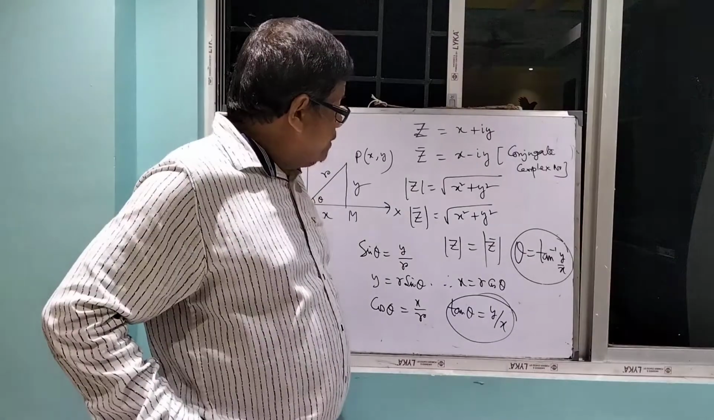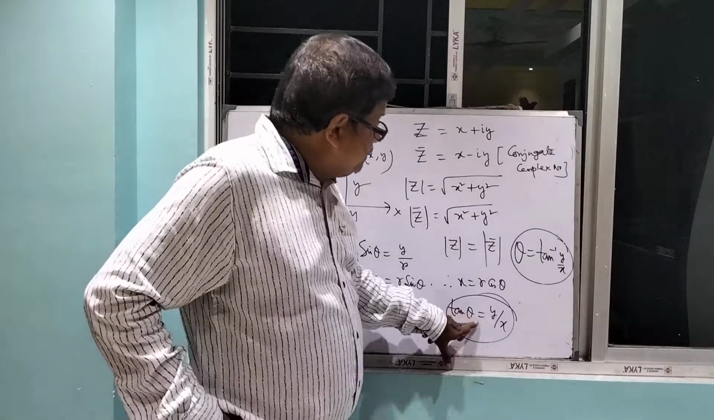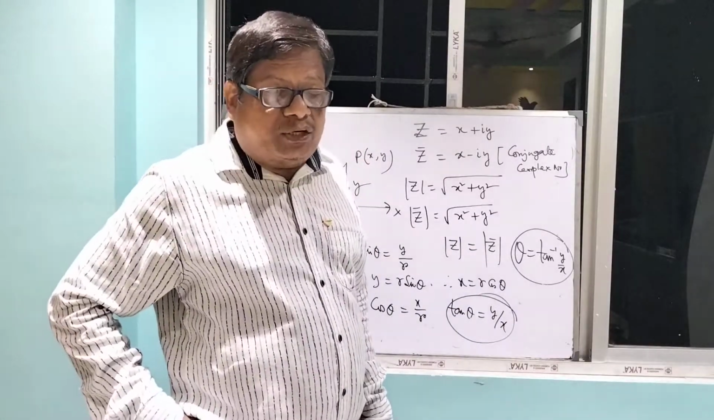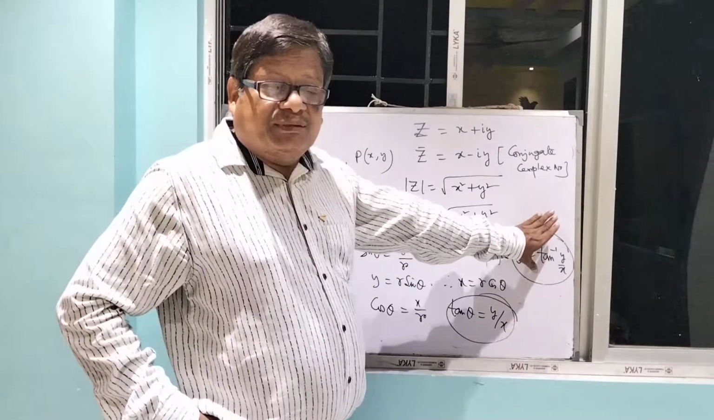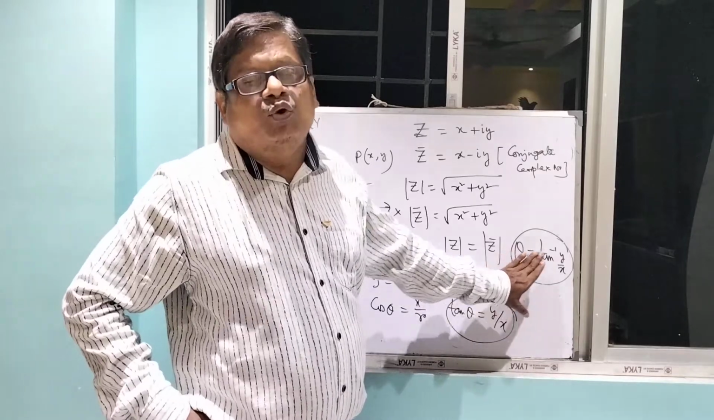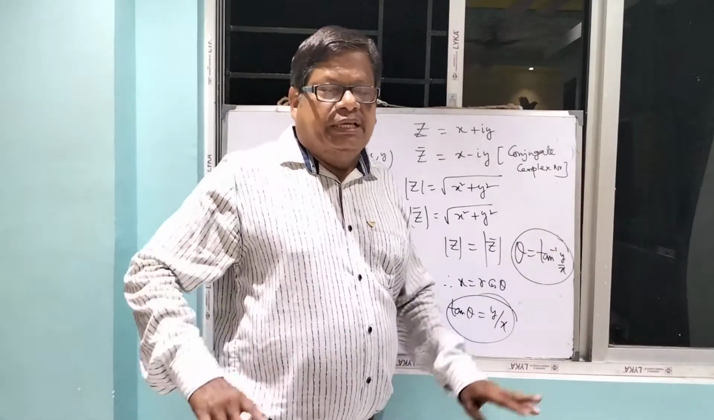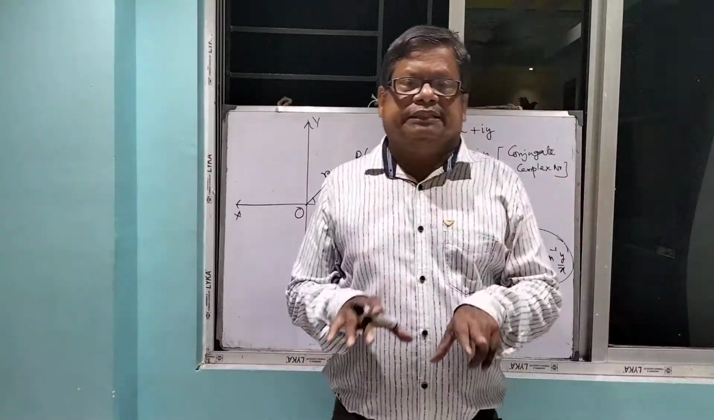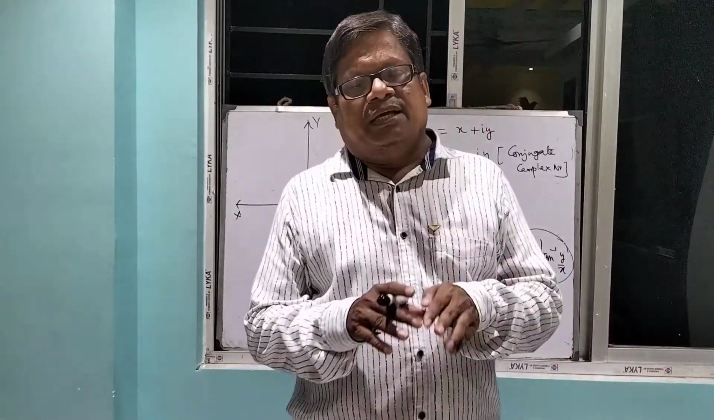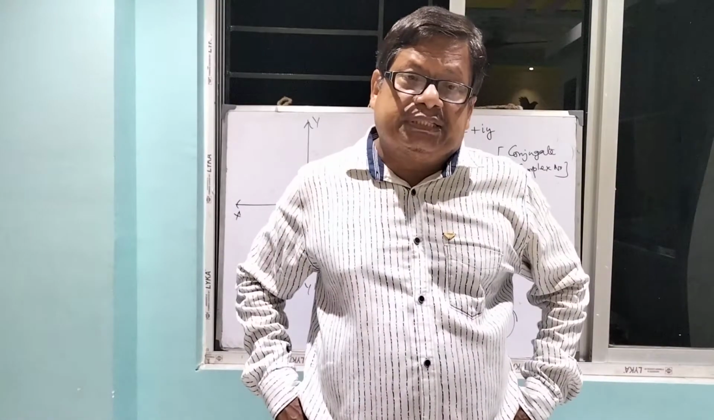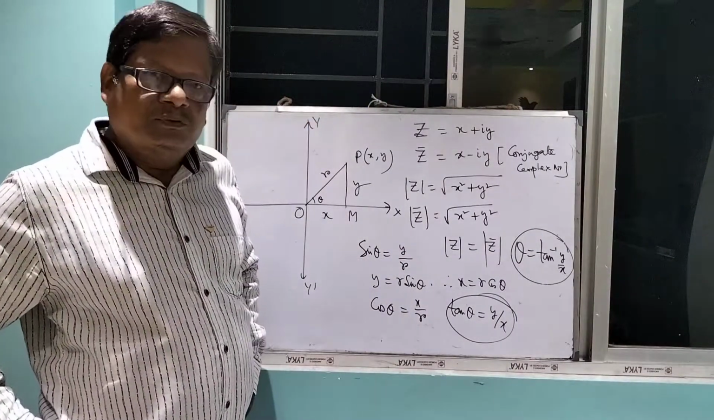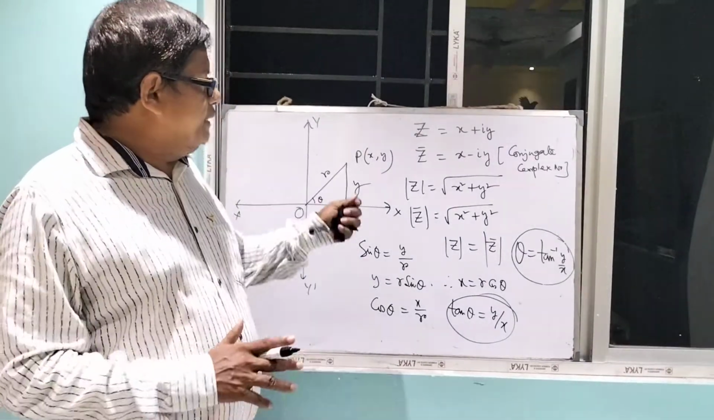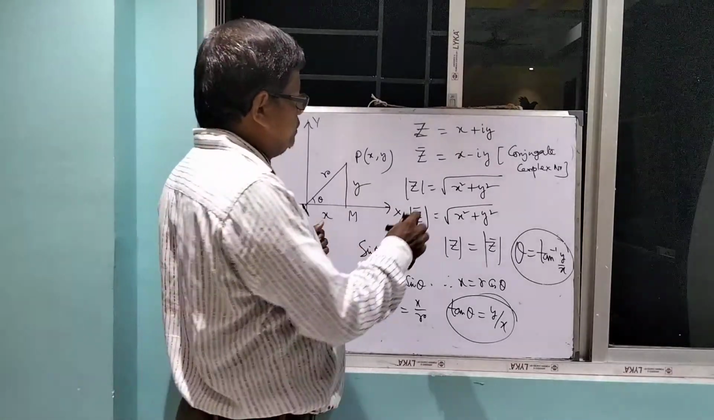So here theta is called the argument or amplitude of a complex number, which is represented as tan inverse y by x, or tan theta equals y by x. In a complex number, theta is known as the argument or amplitude. Keep in mind, argument or amplitude. Now, we know Z equal to x plus iy is a complex number. See, look at here.